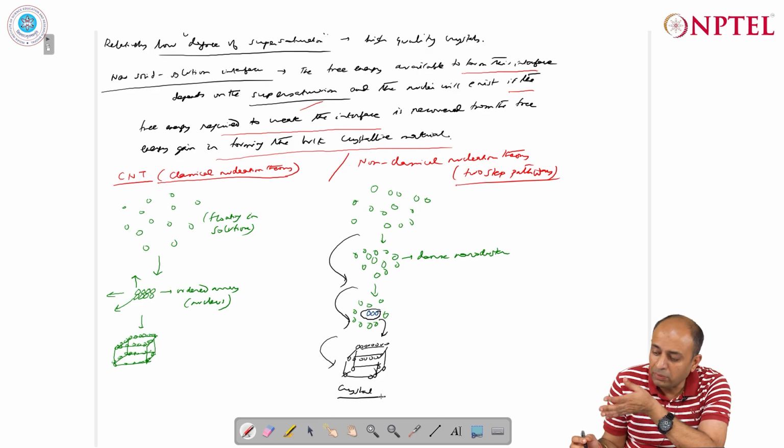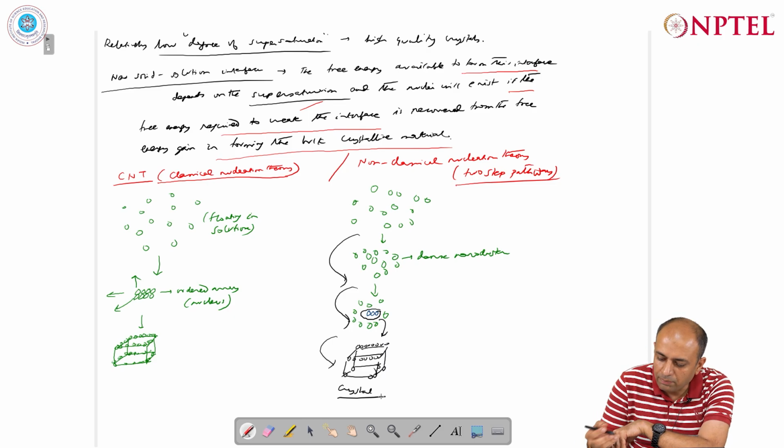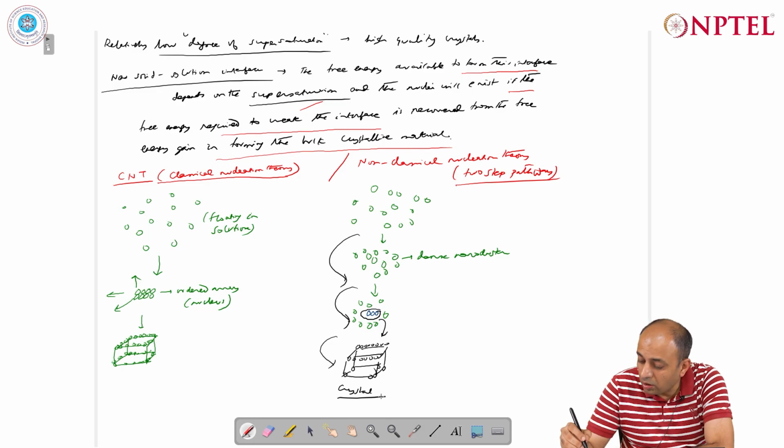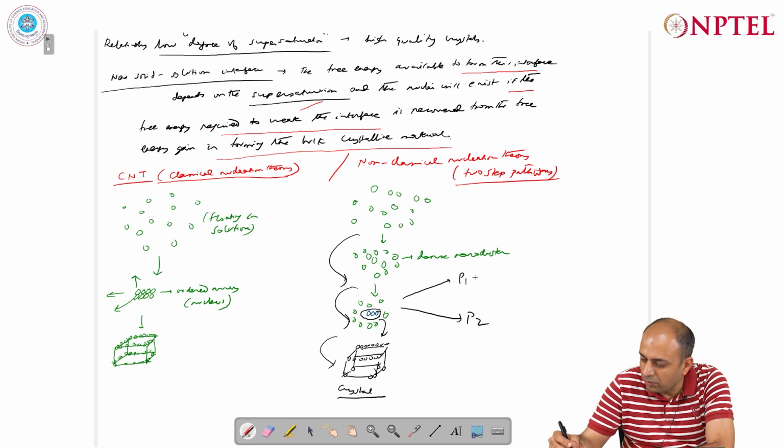And there are now many experimental techniques which have been developed to validate the non-classical nucleation theory, which is more of a non-equilibrium process in comparison to the classical nucleation theory, which is more of an equilibrium process. And it has also been observed using different microscopic techniques that the formation of polymorphs happens from this aggregation of molecules to form the dense nanocluster, and then this dense nanocluster can form different kinds of nucleation aggregates which can crystallize as different polymorphs, say P1 and P2.